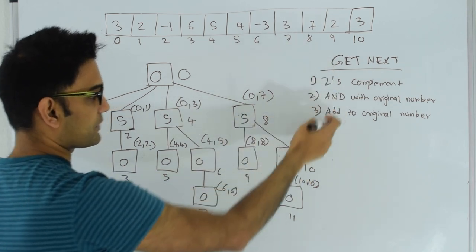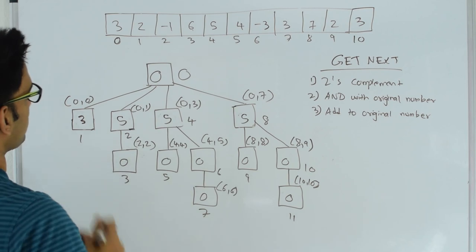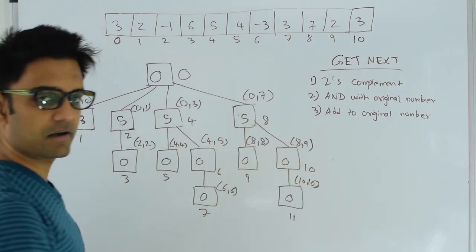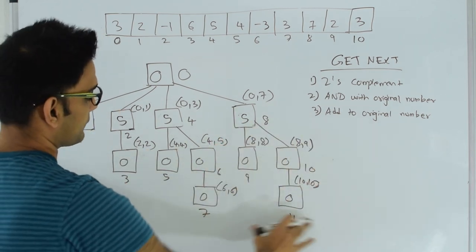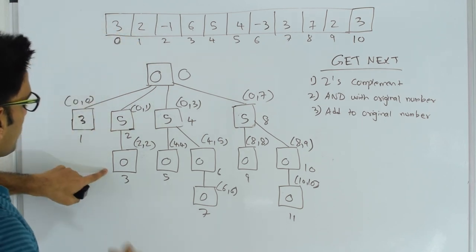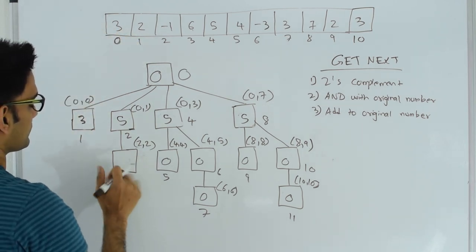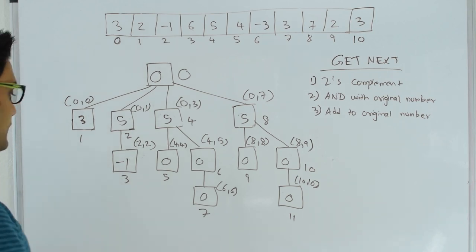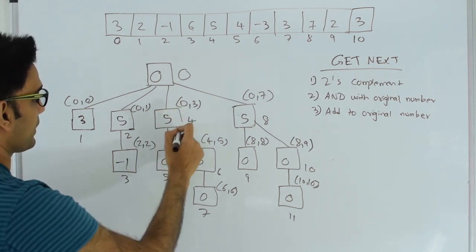And next we are getting using this formula. After next of 8 is greater than the length of this binary index tree, so we stop. Let's look at 2. So for 2, we go to 3, so this becomes minus 1. Next, we'll see which is the next number that needs to be updated.